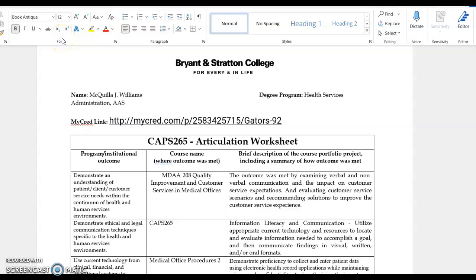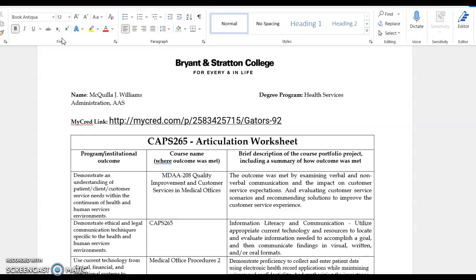Here is my CAPS 265 articulation worksheet, for the program and institutional outcomes, course names, and brief description of the course portfolio projects, including a summary of how the outcome was met.